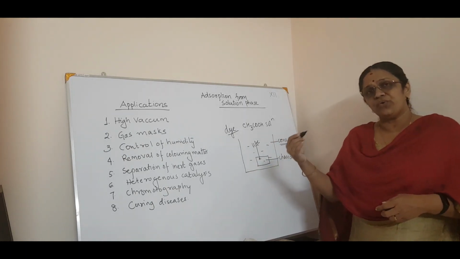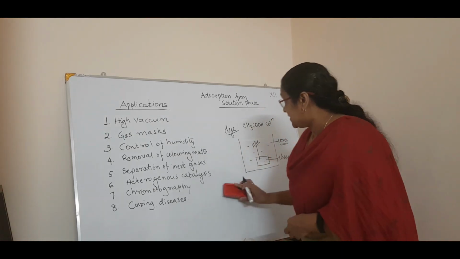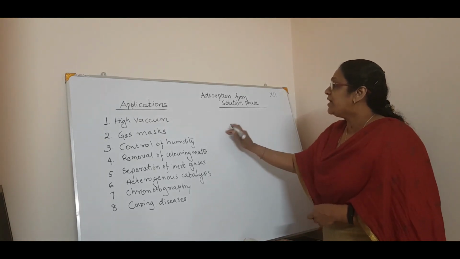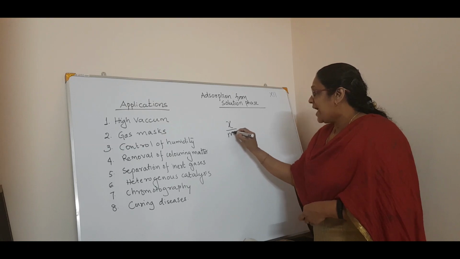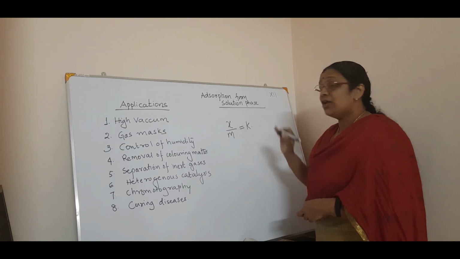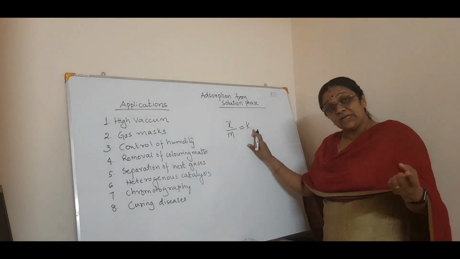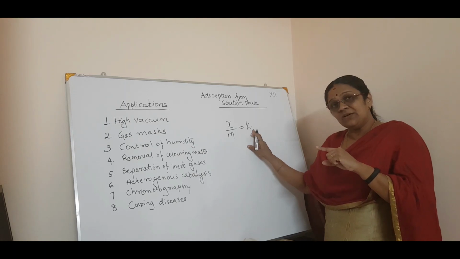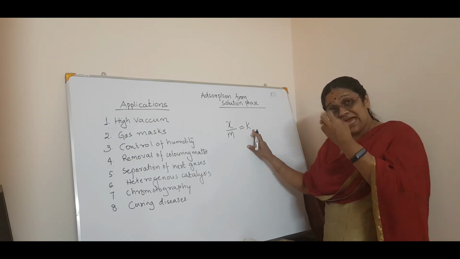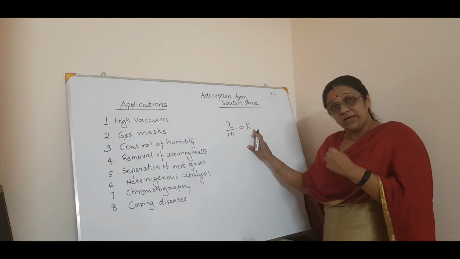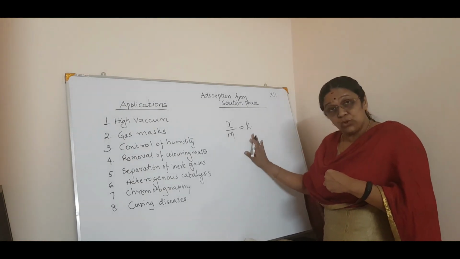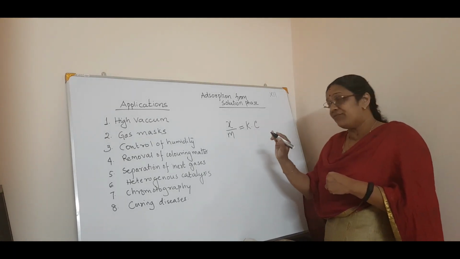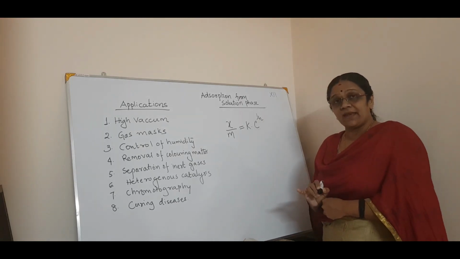We don't want to go into detail, but the same way as the Freundlich isotherm, here also we have the empirical relationship x by m is equal to k into C raised to 1 by n. In the last session, in the adsorption isotherm, we studied the adsorption of gases on a solid adsorbent. Here, since it is a solution, instead of gases, we take the concentration. That is the only difference.